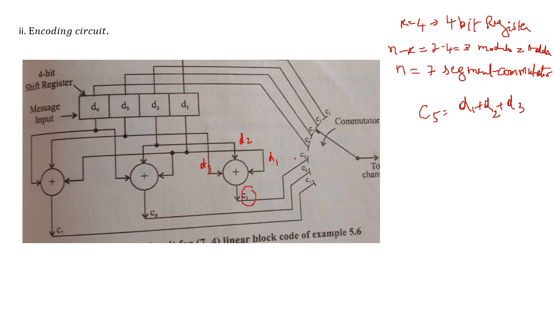Similarly, C6 will be equal to D1 plus D2 plus D4. So connect accordingly to this modulo 2 adder and give it as C6. C7 is nothing but D1 plus D3 plus D4. So accordingly the bits of the shift register are connected to the modulo 2 adder and it is given as C7.